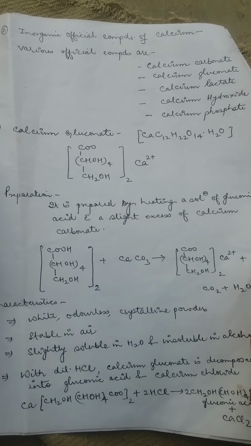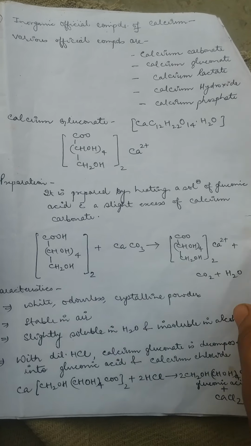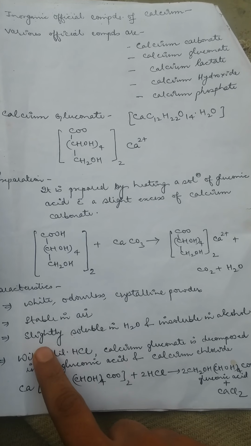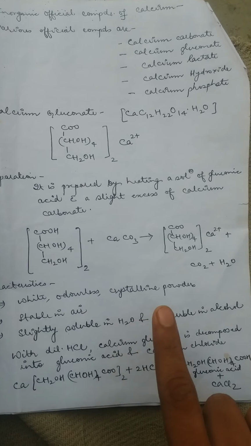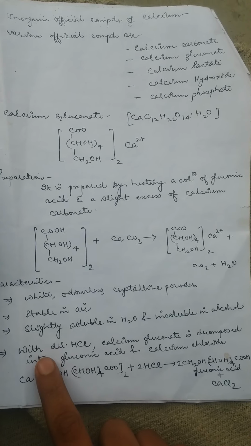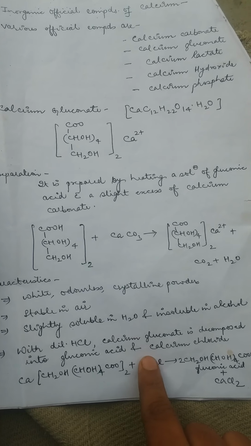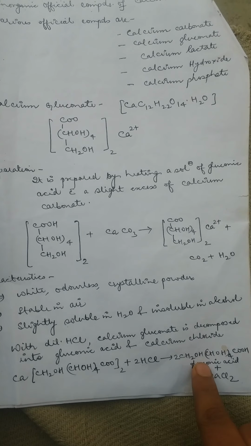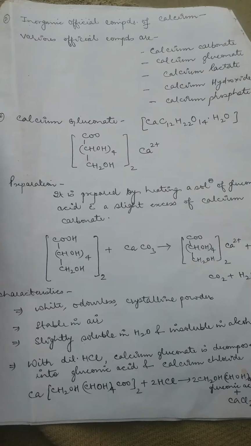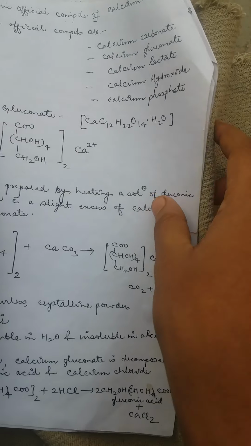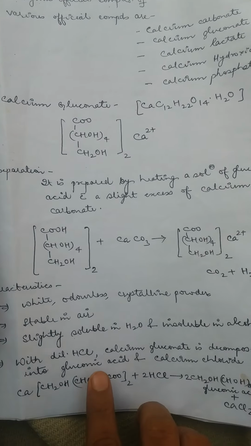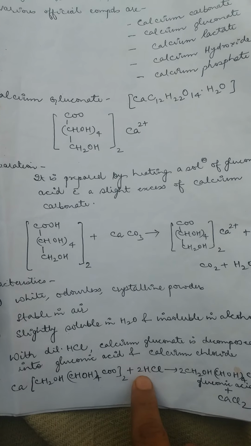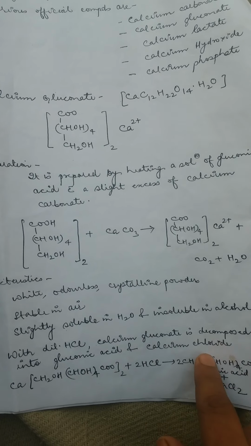So what are the characteristics of this calcium gluconate? It is a white, odorless crystalline powder which is stable in air, slightly soluble in water and insoluble in alcohol. With dilute hydrochloric acid, the calcium gluconate is decomposed into gluconic acid and calcium chloride. So this is a reaction. Here the calcium gluconate is reacting with the dilute hydrochloric acid and forms the gluconic acid and calcium chloride.